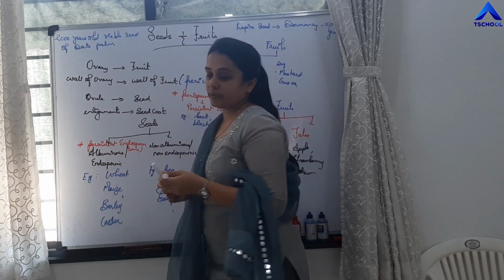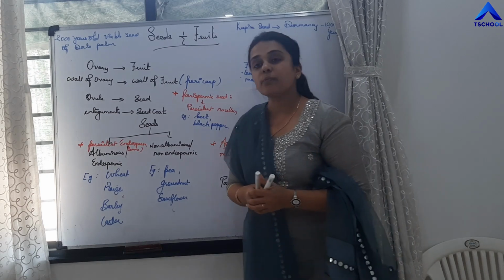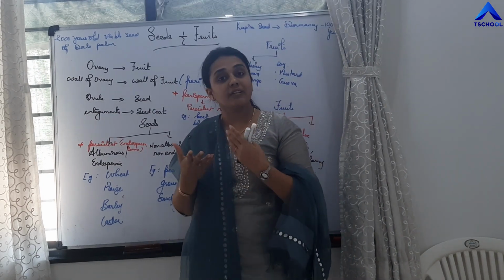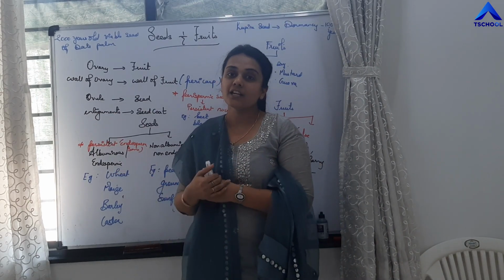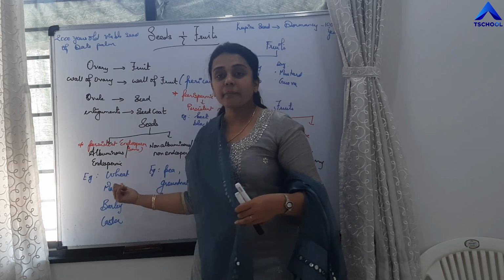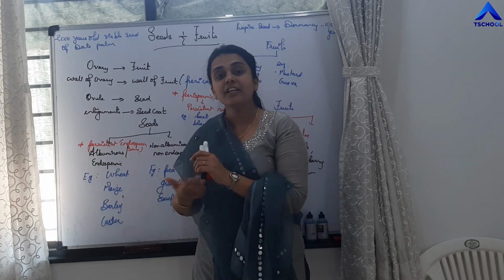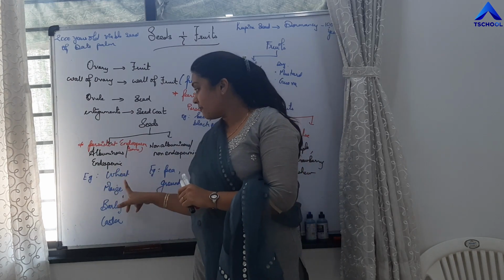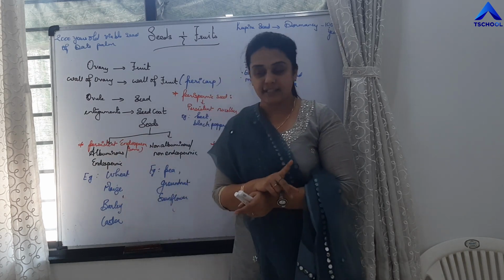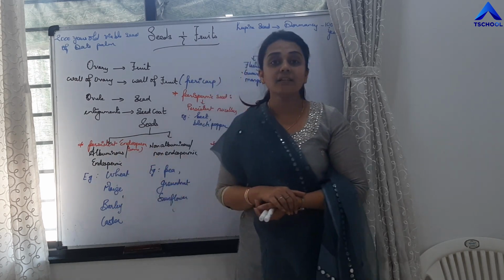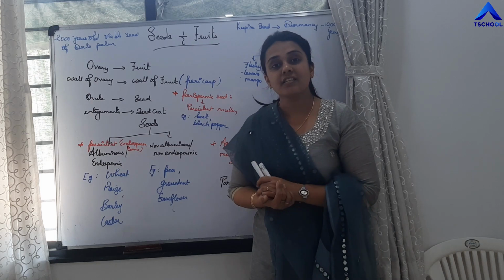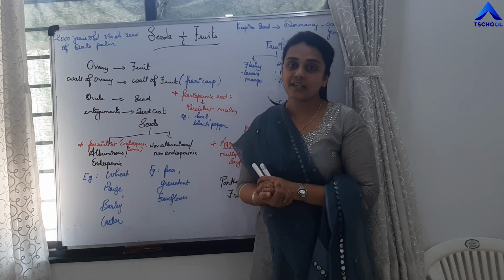Amount of endosperm is persistent. Such albuminous seeds are seen in both dicot seeds as well as monocot seeds. Say for example, wheat and maize are the monocot seeds, which are albuminous seeds. Castor is a dicot seed, which is also an albuminous seed.